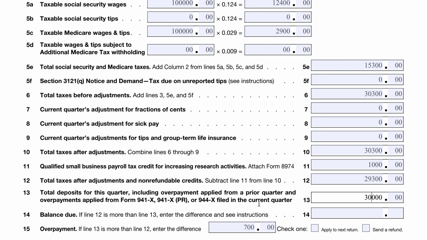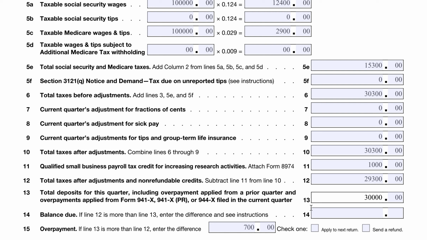This represents the total deposits for the quarter. It includes any overpayments that were applied from a previous quarter, any overpayments that were applied from an amended Form 941X, 941X for Puerto Rico companies or employers, or a 944X. So 941, 941X PR, and then 944X, which is the annual return. So in this case, John Doe paid $30,000. We'll walk through how he did that in part 2.